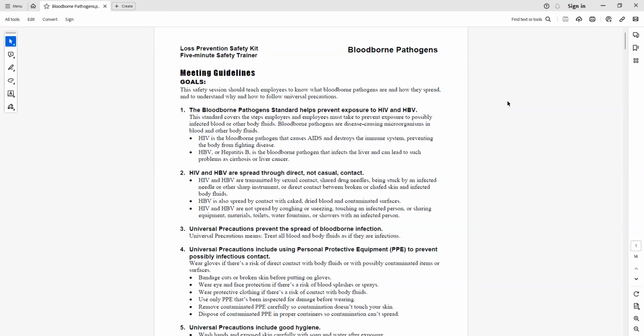Wear protective clothing if there's a risk of contact with body fluids. Use only PPE that's been inspected for damage before wearing. Remove contaminated PPE carefully so contamination doesn't touch your skin. And dispose of contaminated PPE in proper containers so contamination can't spread.